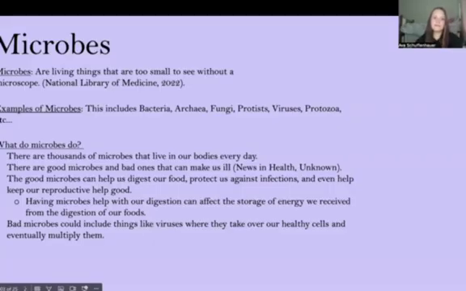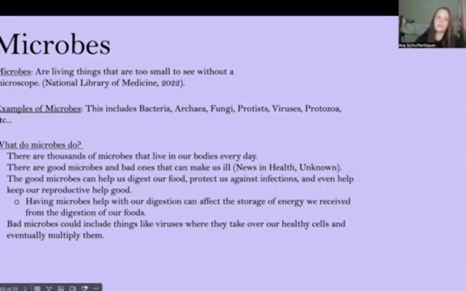Microbes. Microbes are living things that are too small to see without a microscope. Examples of microbes include bacteria, archaea, fungi, protists, viruses, and protozoa. What do microbes do? There are thousands of microbes that live in our bodies every day. There are good microbes and bad ones. They can make us ill.